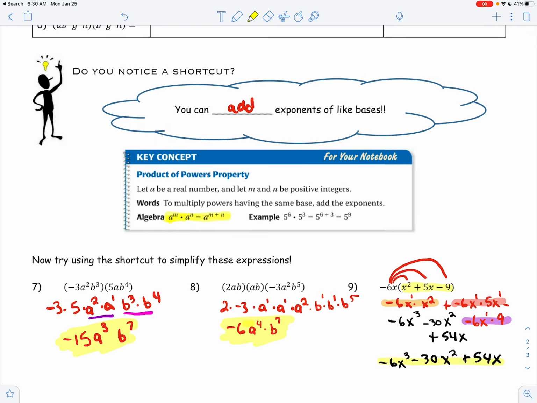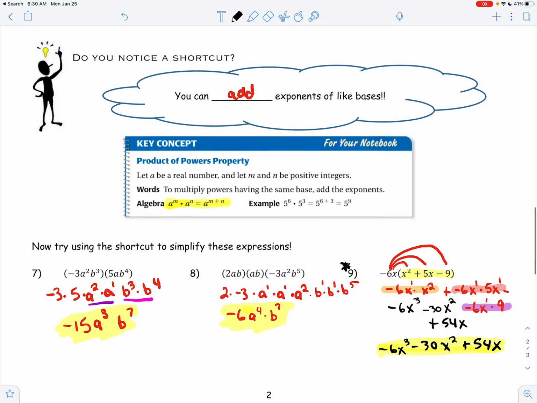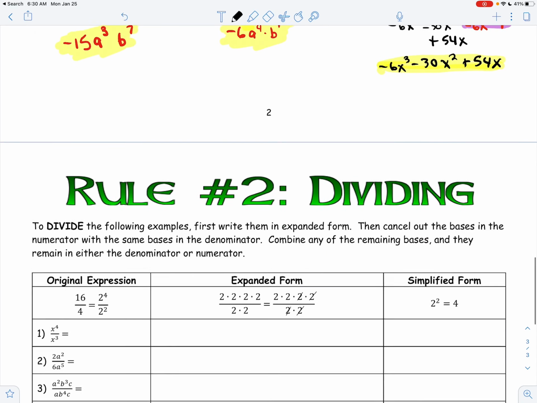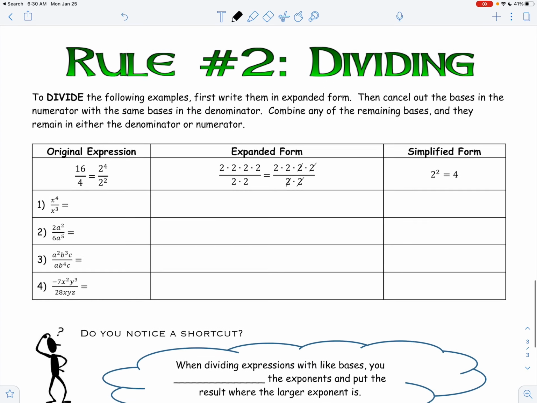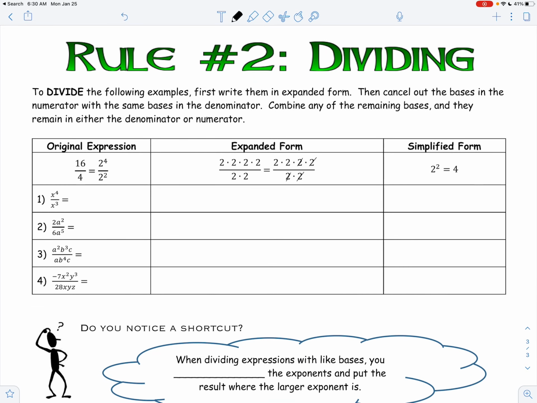Now this is a whole lot different than the other ones. But it's something that could happen and we need to know how to do. But this would be more of an outlier. So don't worry too much. And now we're going to talk about dividing exponents.